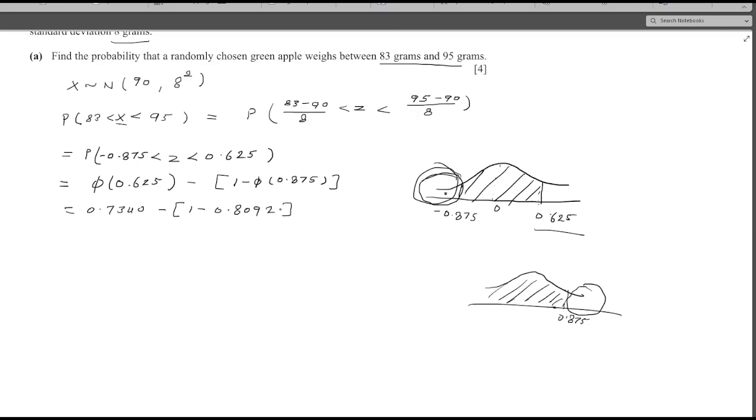So 1 minus 0.8092, this I have to subtract from 0.7340. So from 0.7340 I will subtract 1 minus 0.8092, and the result is 0.5432.